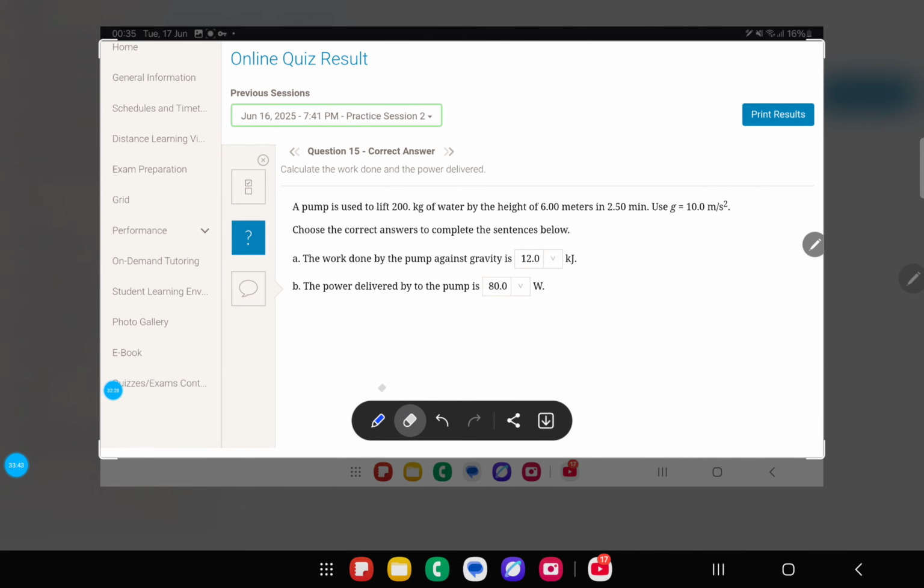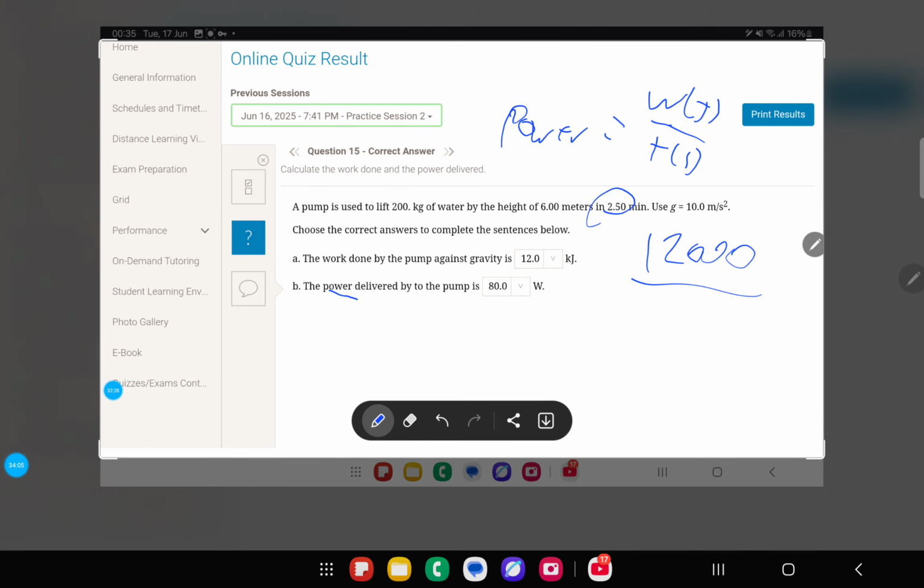Now, for the second one, they're asking for power. What's power? Power is work over time, in joules and seconds. So since work is in joules, we're going to convert it back to joules. It's going to be 12,000 over time in seconds. We got 2.5 minutes. You can just multiply it by 60, you get 150.